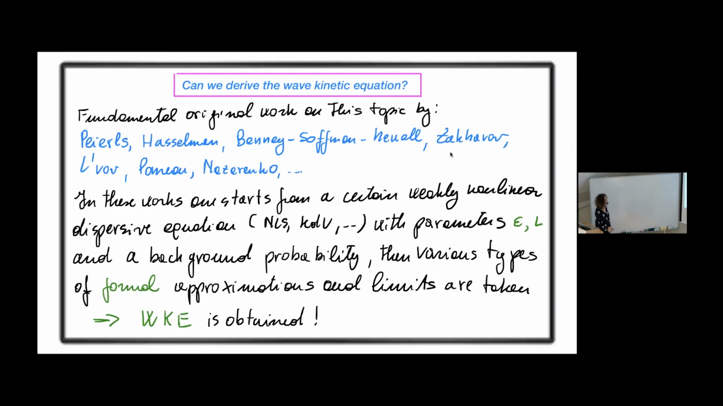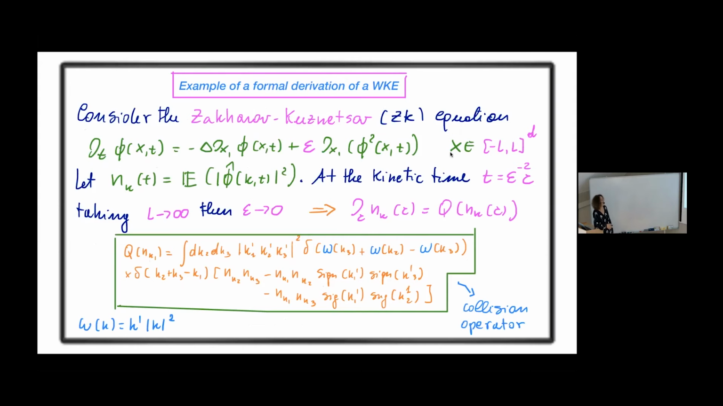Okay, so that's where it started. What I'm going to show you is the derivation of Nazarenko. The argument became more and more rigorous, I would say, but still was very formal. You assume certain probability properties, then you take certain limits, and you ignore certain terms, and then it pops out the wave kinetic equation. So let me give you an example of a derivation. Gigliola gave you one kind, and I'm going to give you another kind, but it's basically the same type of argument. I'm going to consider the Zakharov-Kuznetsov equation.